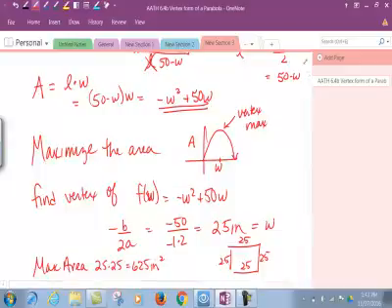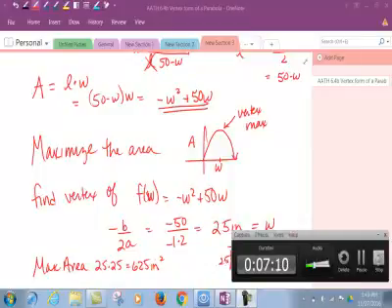Okay, so this is an example of a quadratic modeling problem, and we'll get a chance to practice this some more in class. All right, see you in class.